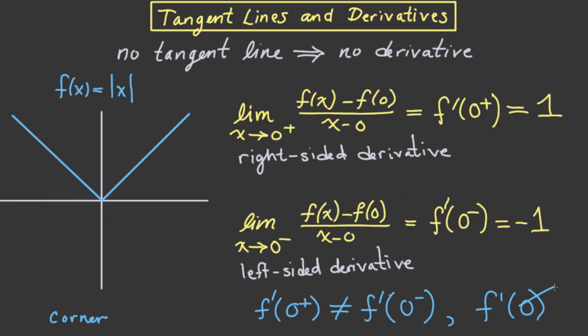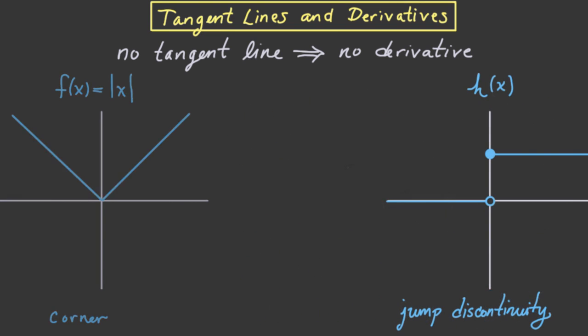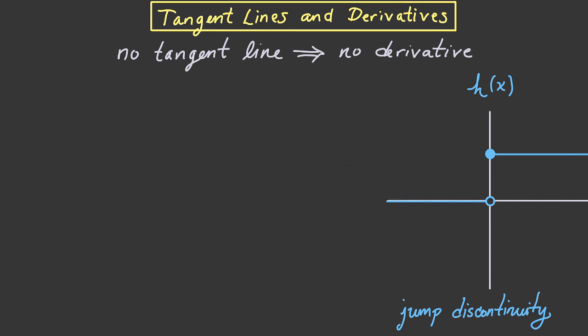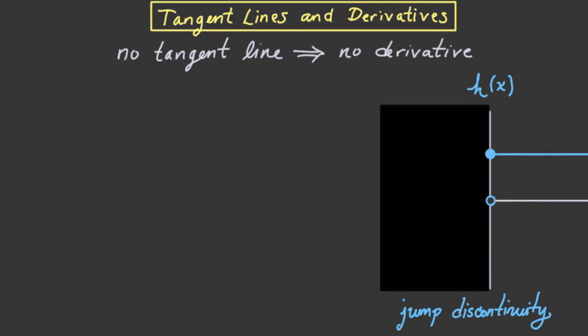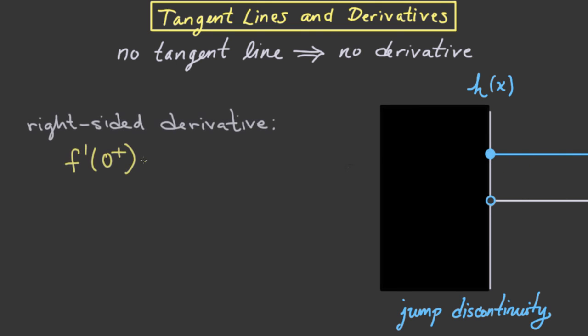Now let's look at the Heaviside function, which has a jump discontinuity at x equals 0. If I cover the left-hand side of this function, because the function is equal to 1 at x equals 0, this function does have a right-sided derivative, which is equal to 0.